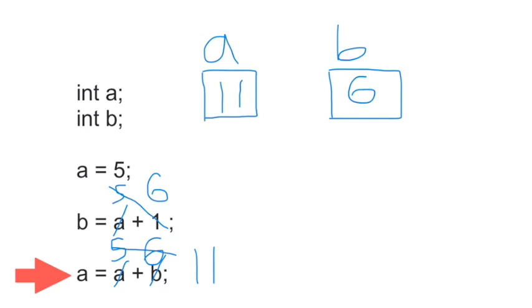And if we were to, for example, print out a with System.out.println, that would print 11. And if we were to print out b with System.out.println, that would print out 6. So we have executed the program on a piece of paper, or in this case, a drawing of a piece of paper, and done that step by step to determine exactly what would be in the variables a and b at the end of this code.